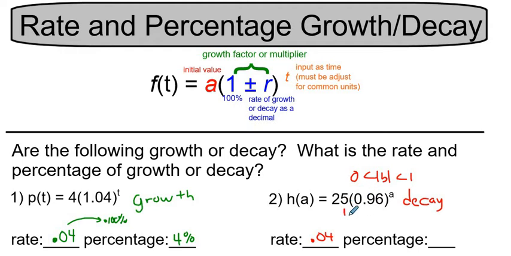So if I take 1 and I subtract 0.96, I get that it is 0.04, right? And so if I multiply that by 100, I'm realizing that I'm getting a 4% decay rate. Now, you don't want to put a negative there. I mean, you could, I guess, but really the word decay means negative. So if you put a negative here, you're actually saying that it's growing because the negative and the decay would cancel. Just keep that in mind.